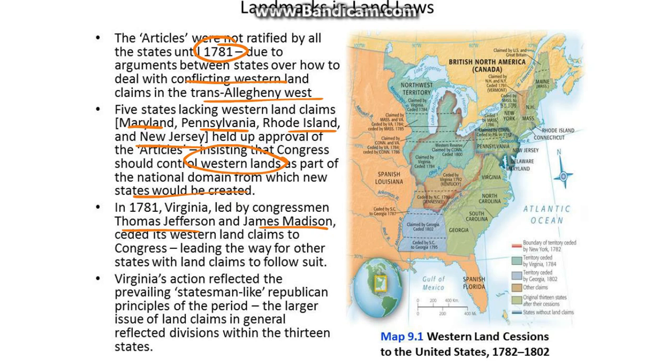Virginia's action reflected the prevailing statesman-like Republican principles of the period. The larger issue of land claims in general reflected divisions within the 13 states. This is a map of Western land cessions to the United States from the individual states that had claimed the Western land from 1782 to 1802.